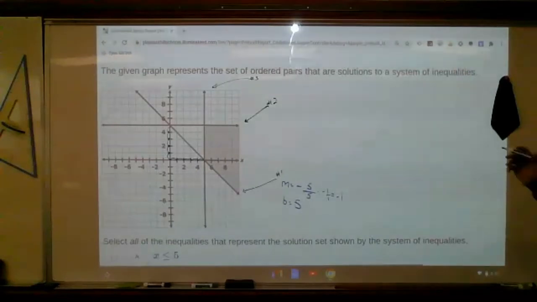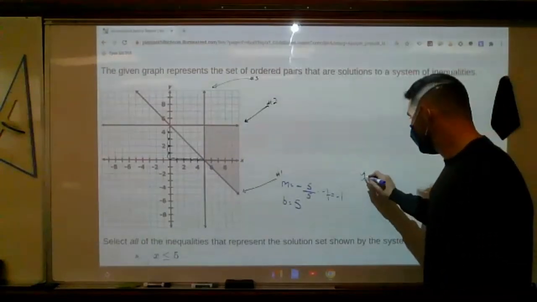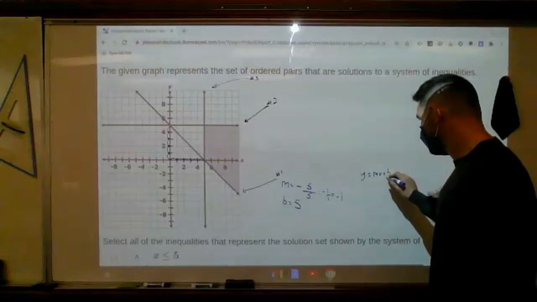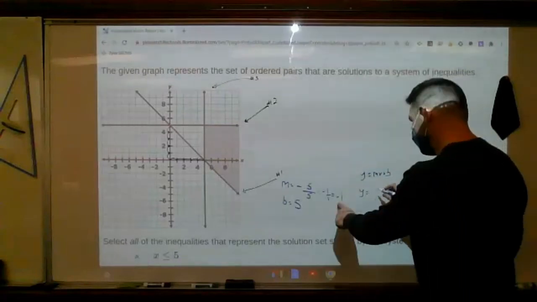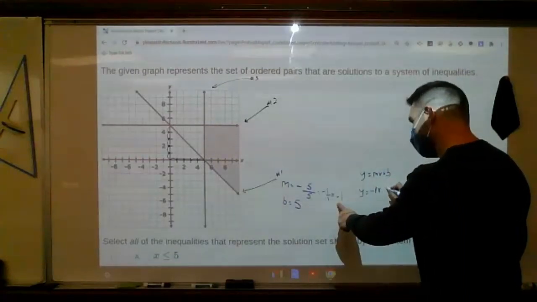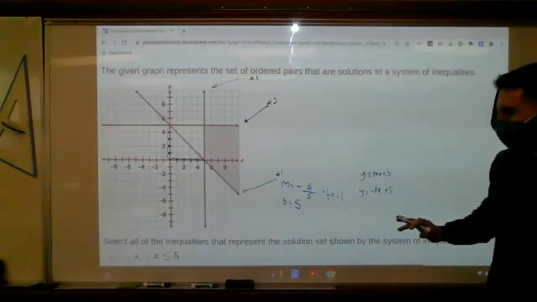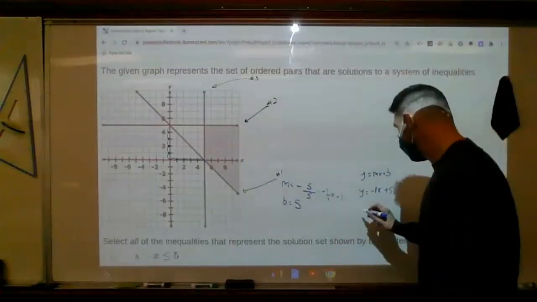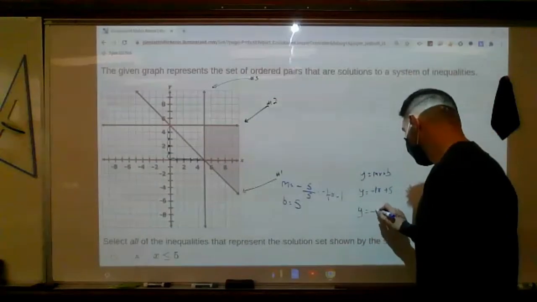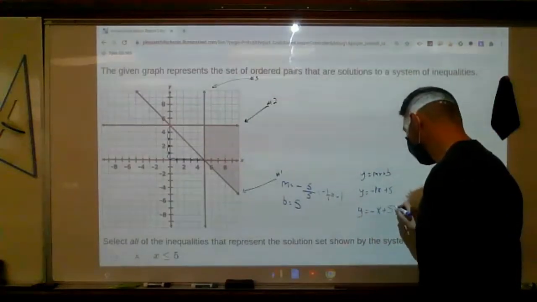So now we're here. We're not done yet because we need to make the equation. So y equals mx plus b, y equals negative 1x plus 5. I wouldn't keep it as negative 1x because you're not going to see that. You're going to see y equals negative x plus 5.